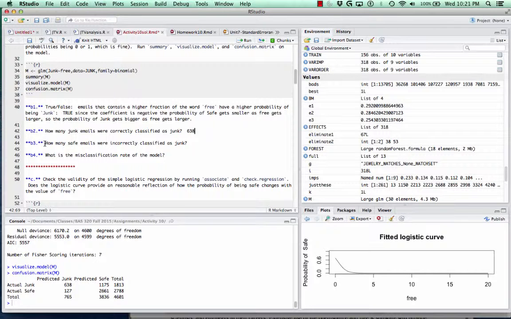How many safe emails were incorrectly classified as junk? Well, this row corresponds to the emails that were in actuality safe, and it looks like the model predicted 127 of them to be junk.